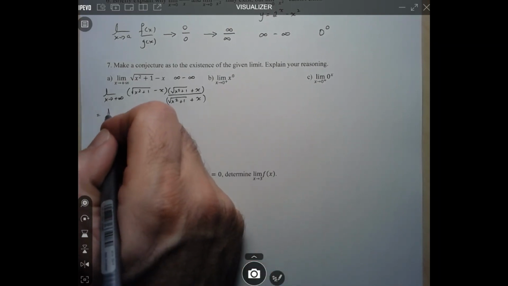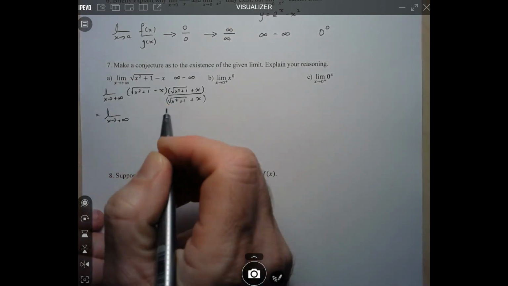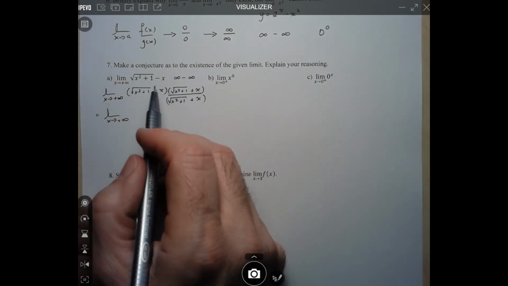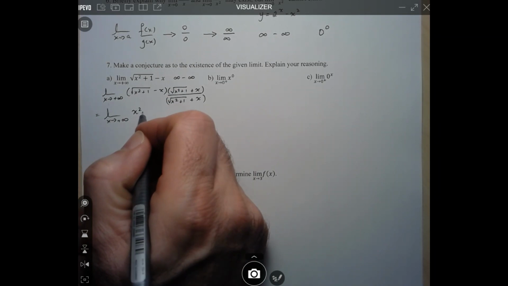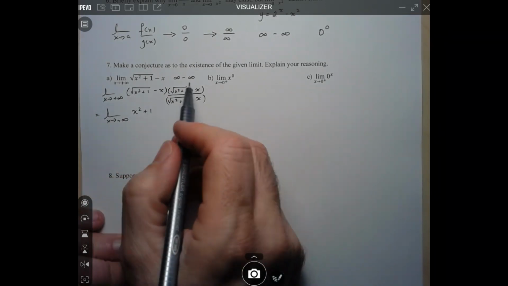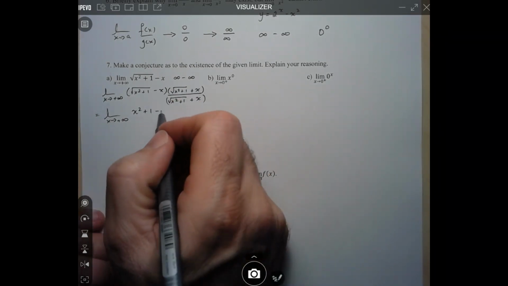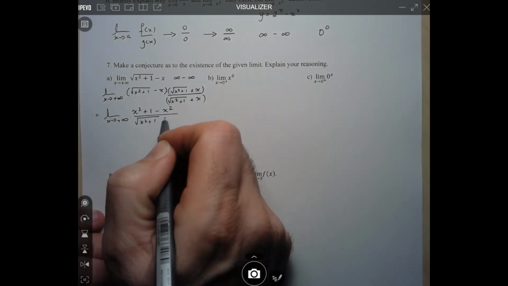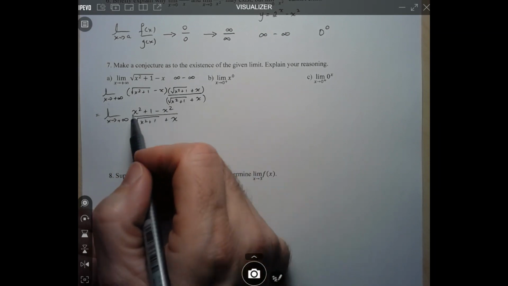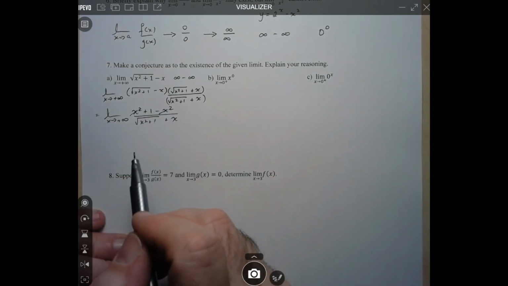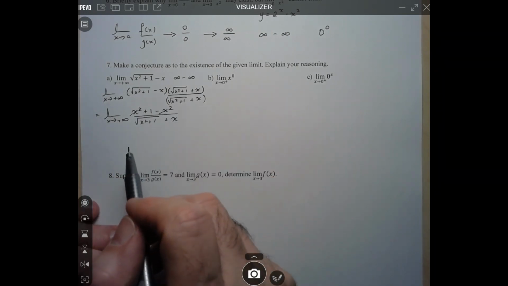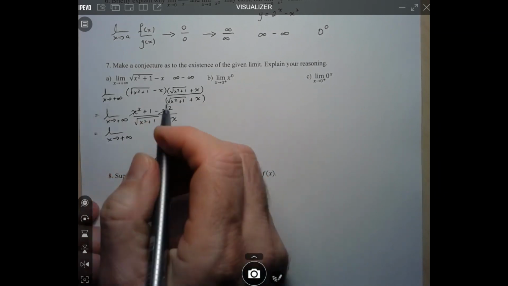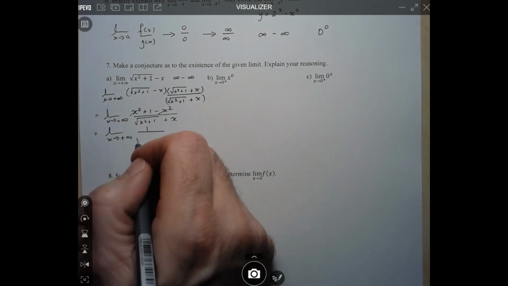In the numerator, we have our difference of squares. These two square roots multiplied to each other is just going to give us x squared plus 1, and then minus the product of these two expressions, minus x squared, all over square root of x squared plus 1 plus x. And here we see that something very nice happens. Those x squared terms in the numerator cancel each other out. And what I'm going to be left with is something that I can determine.